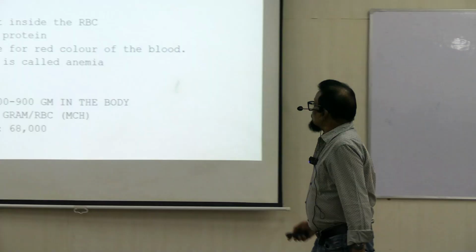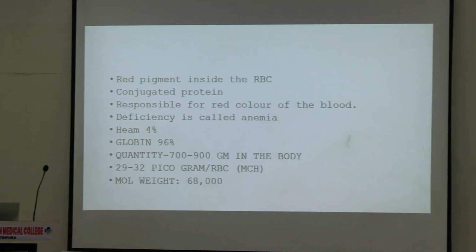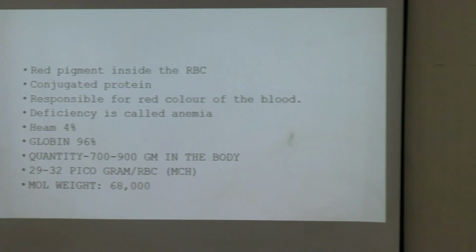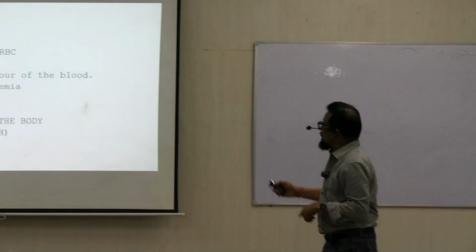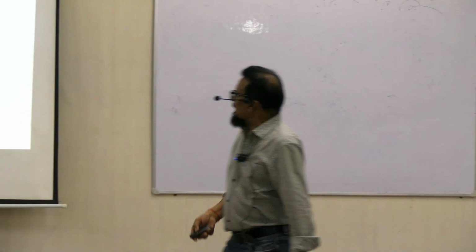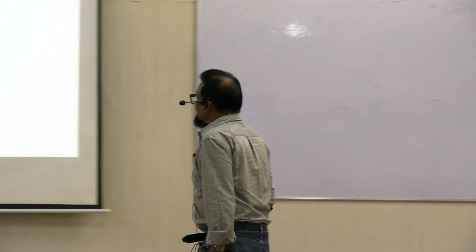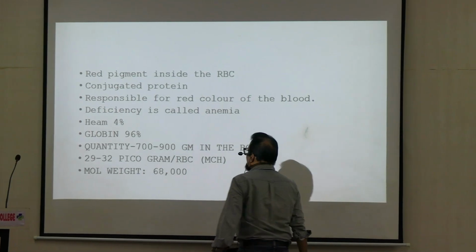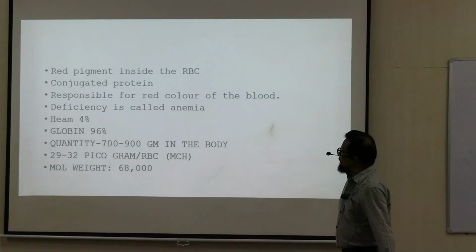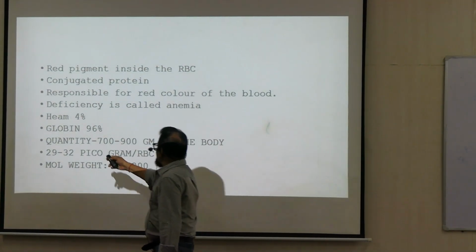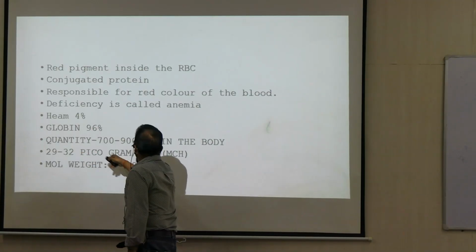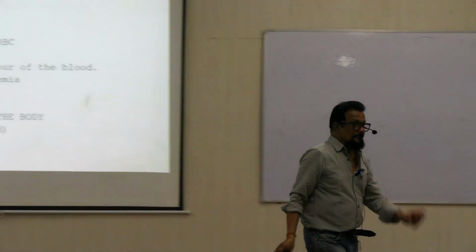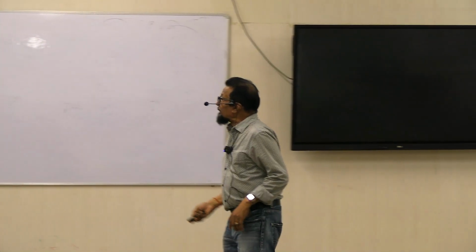Okay, so it is the red pigment, a conjugated protein, responsible for red coloration. Deficiency is called anemia. Out of this hemoglobin, 4% is heme and 96% is globin. Quantity throughout the body: there is 700 to 900 gram of hemoglobin in our body. And this is the amount of hemoglobin per RBC. Its molecular weight is 68,000. So these are some important topics you have to know.